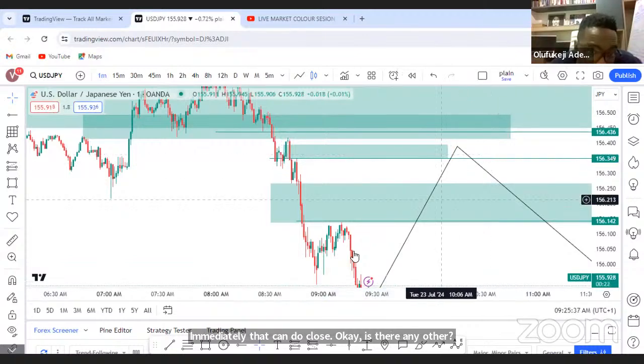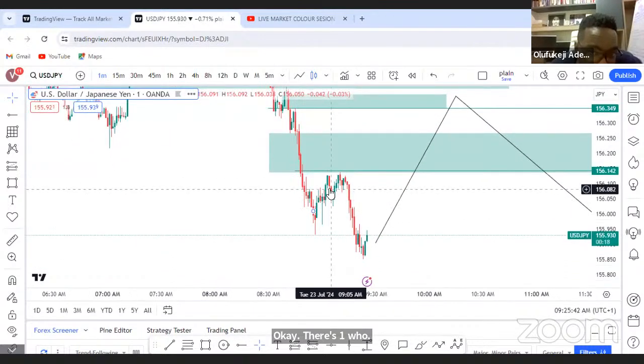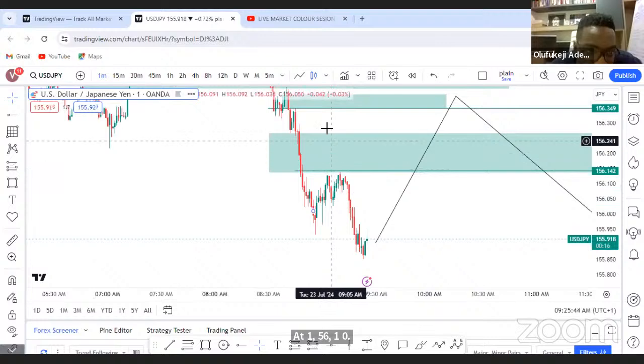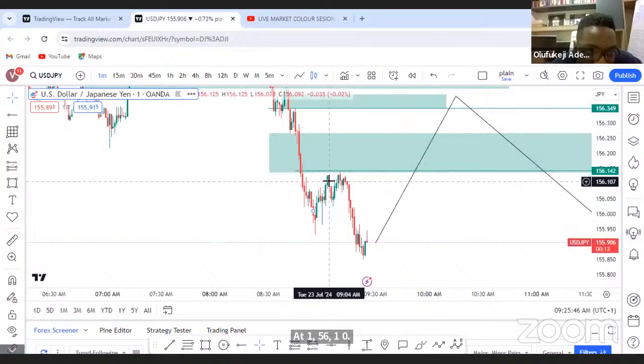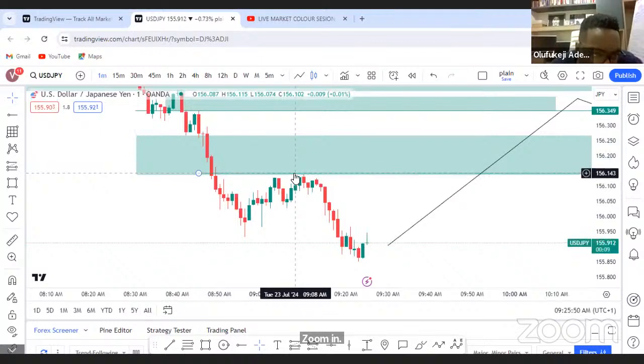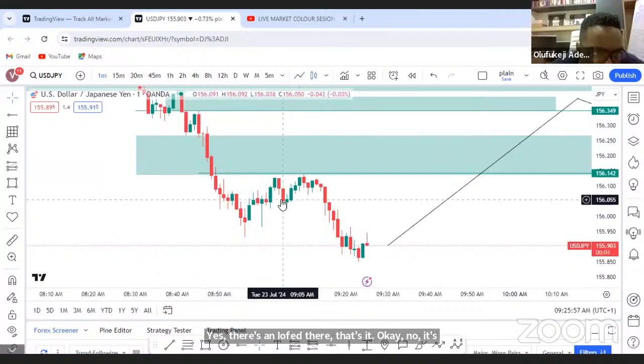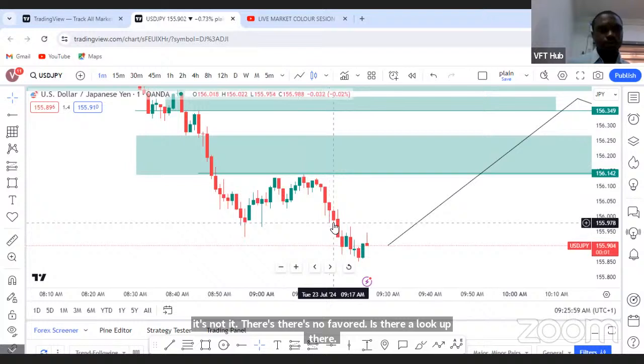Okay, there's one at 156.10. Zoom in. Yes, there's an IOFED there. See, okay, no, there's no fair value gap. Is there a fair value gap there? There's no fair value gap inside there.